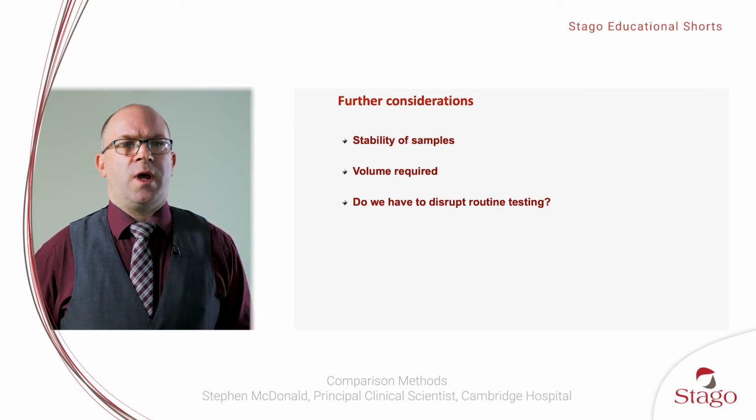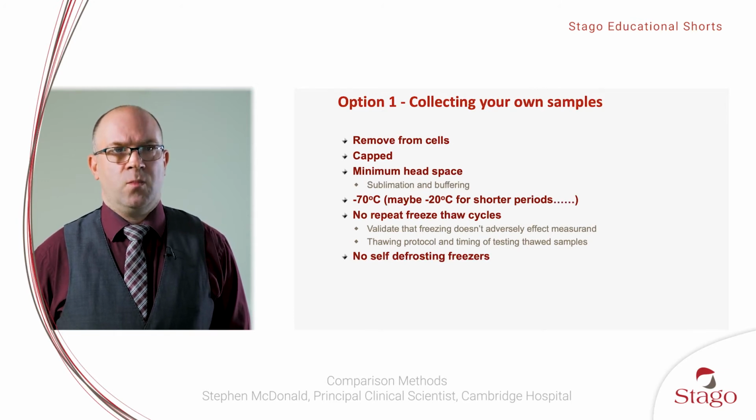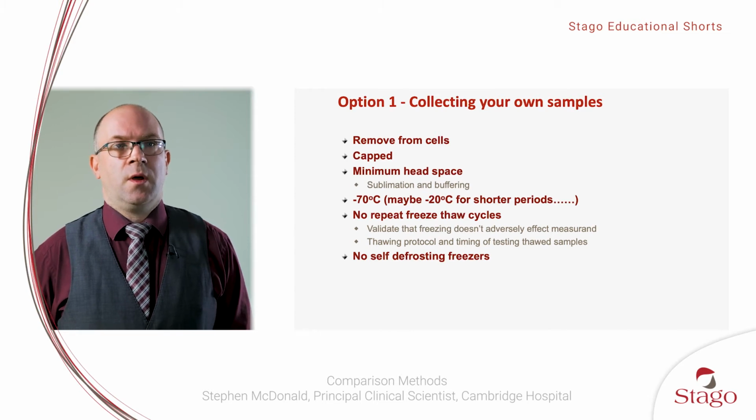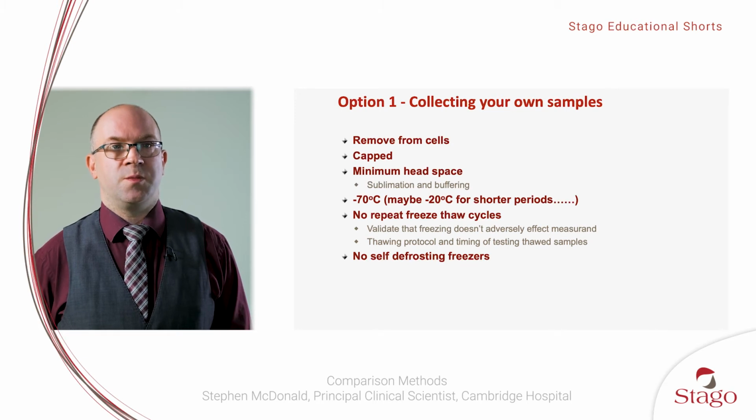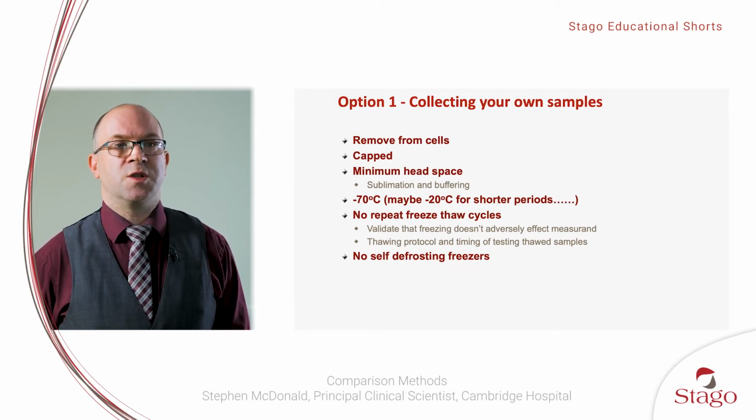So what options do we have? Option one, we can collect our own samples. We work in medical laboratories. We have a lot of patient samples that go through. We are allowed to use patient samples for quality assurance processes. That is part of the Human Tissue Act. But in hemostasis, we have to be very careful about how we handle those samples. We need to remove them from the cells as quickly as possible.